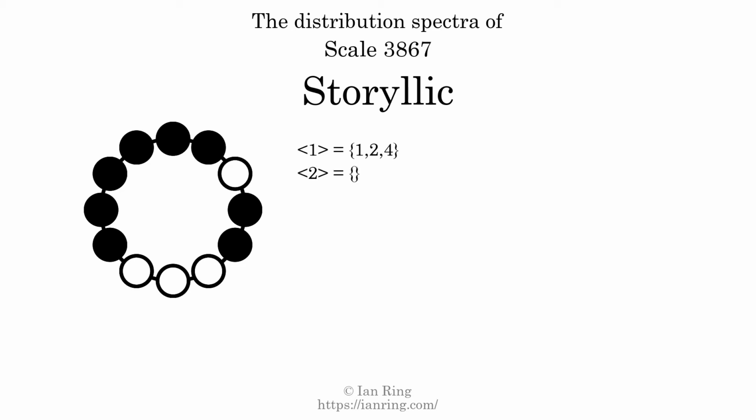The generic interval of 2 scale steps comes in 3 different specific interval sizes: 2 semitones, 3 semitones, and 5 semitones. The spectrum width of this generic interval is 3. The generic interval of 3 scale steps comes in 4 different specific interval sizes: 3 semitones, 4 semitones, 6 semitones, and 7 semitones. The spectrum width of this generic interval is 4.